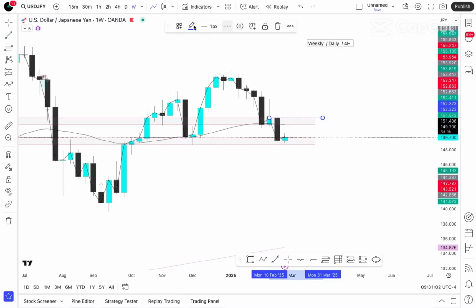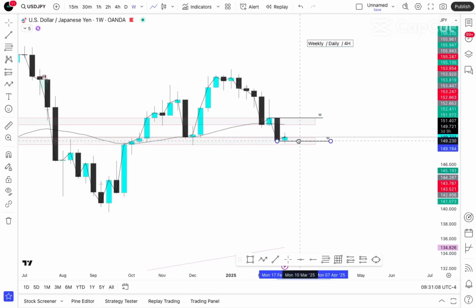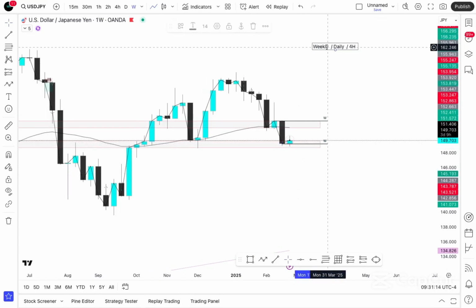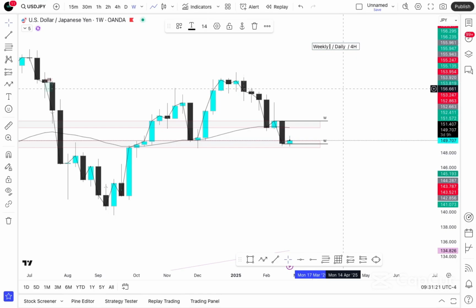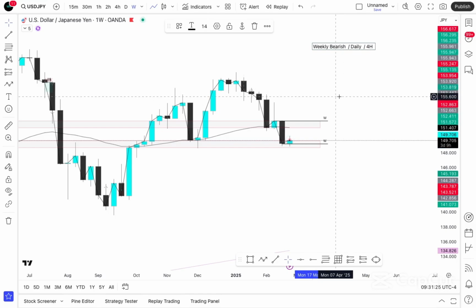So I put this, then I have here already templates. So this is weekly. I copy and paste. So we have this as a weekly, lower high, lower low, and then here I always like to fix it out. And then I can recognize it super fast. So this is bearish. Let's go for the daily.